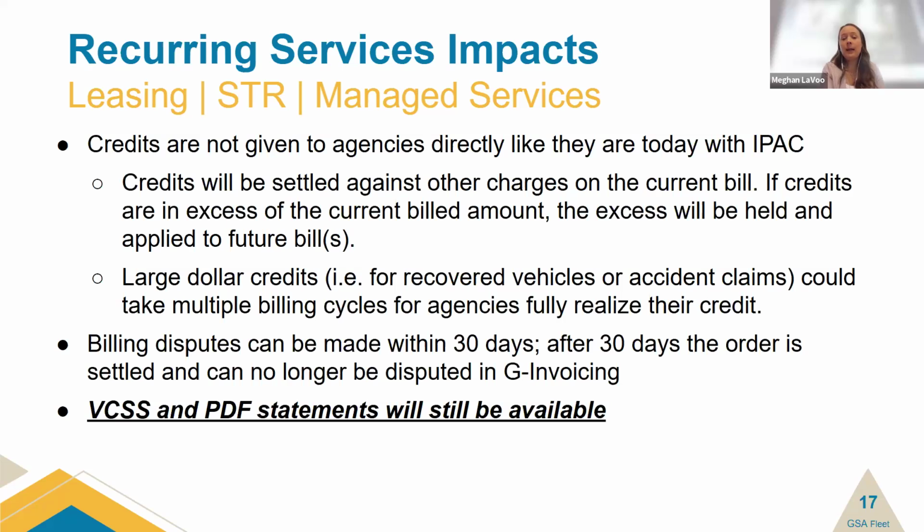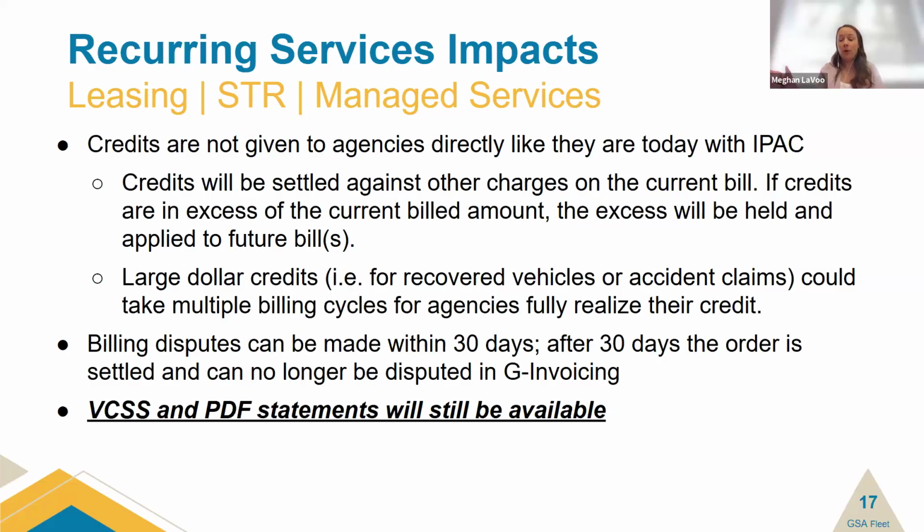However, if credits are in excess of the current billed amount, that excess credit is held and applied to the next month's bill. So what that means is if you have $1,000 in charges this month and $500 in credits, your G-invoicing transaction is one transaction for $500, the difference between those two. On the flip side, if you had $500 in bills and $1,000 in credits, your G-invoicing transaction this month will be $0, and next month that remaining $500 credit is applied to next month's bill.